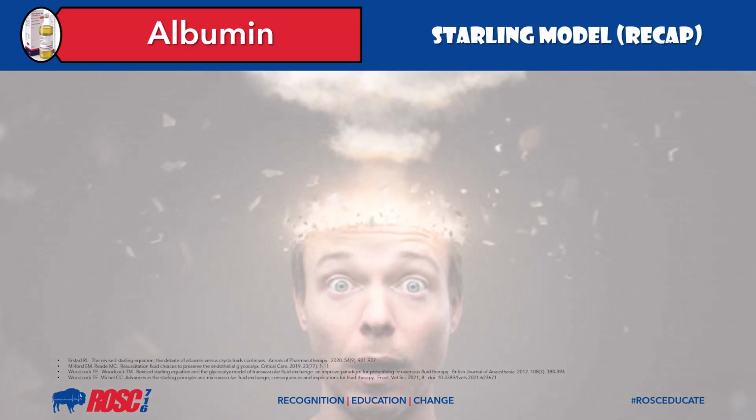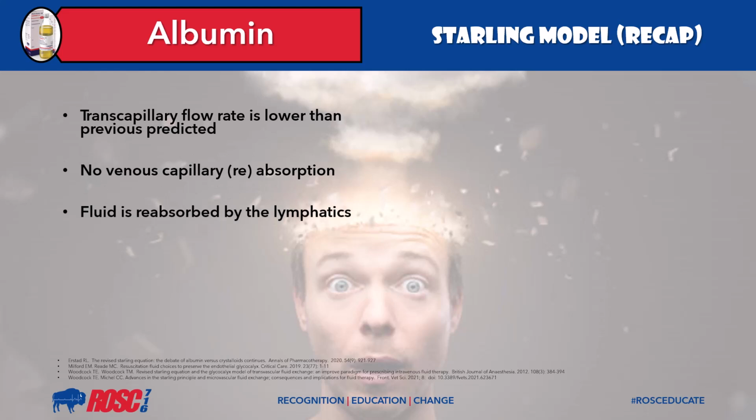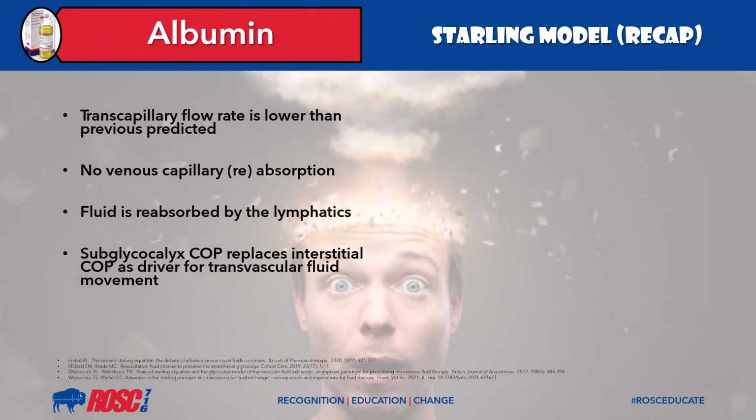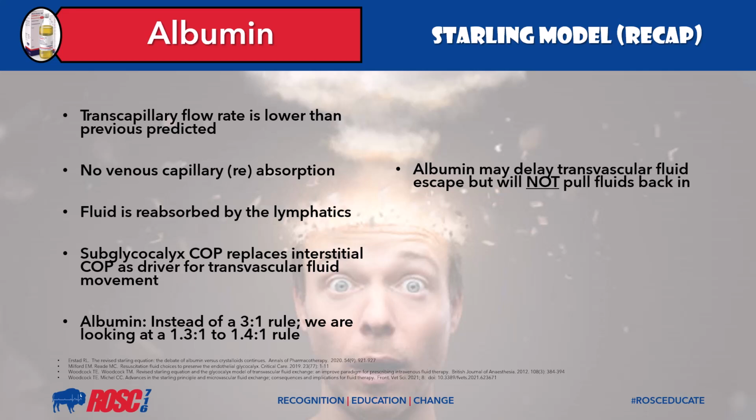Wow, that is a lot of content, so let's do a recap on this. Transcapillary flow rate is much lower than previously expected based on the classic Starling model. There is no venous capillary reabsorption in the majority of the vasculature within the body. Fluids reabsorb via the lymphatics, and the subglycocalyx colloid osmotic pressure replaces the interstitial colloid osmotic pressure as the driver for transvascular fluid movement. And when it comes to administering albumin, instead of this 3-to-1 rule, we're closer to about a 1.4-to-1 rule. But the revised model does tell us that albumin probably stays in the vascular space better than crystalloids, but albumin will not pull fluid back into the vascular space as we once believed.